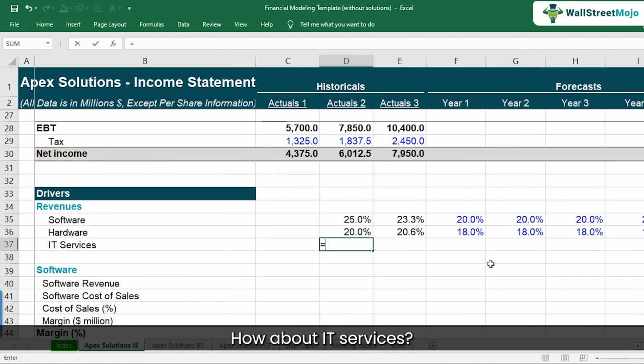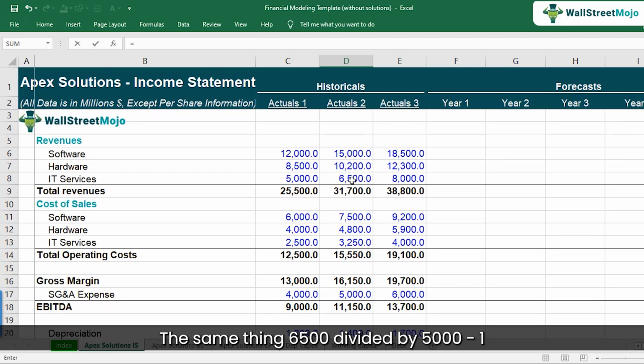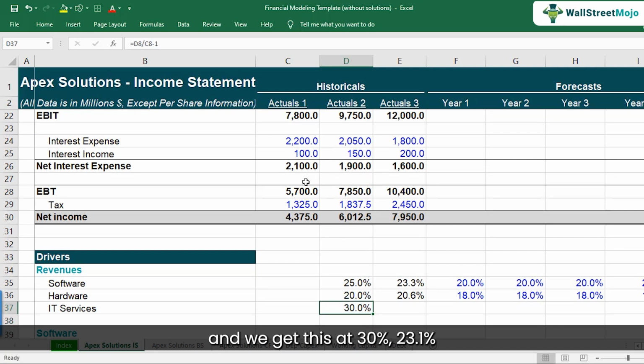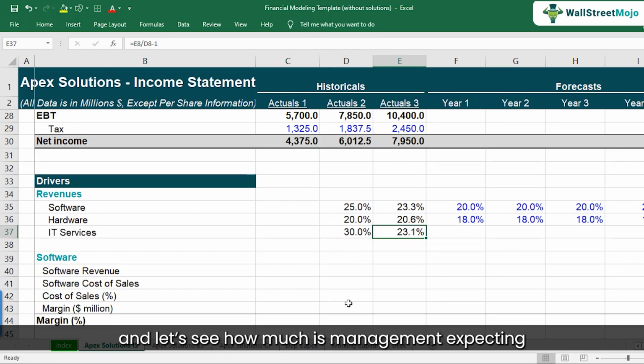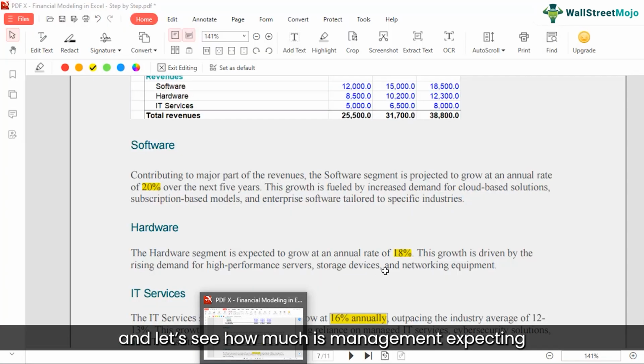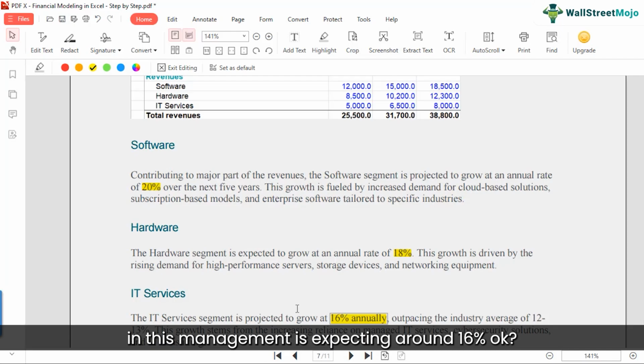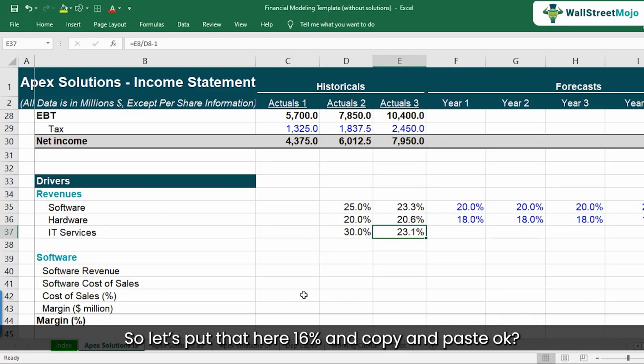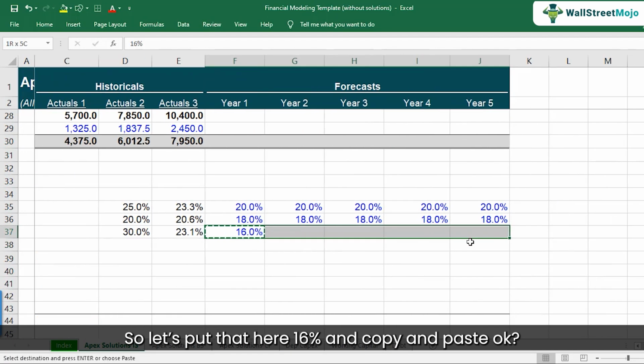How about IT services? The same thing, 6500 divided by 5000 minus 1, and we get this as 30%, 23.1%. And let's see how much management is expecting in this. Management is expecting around 16%. So let's put that here, 16%, and copy and paste.